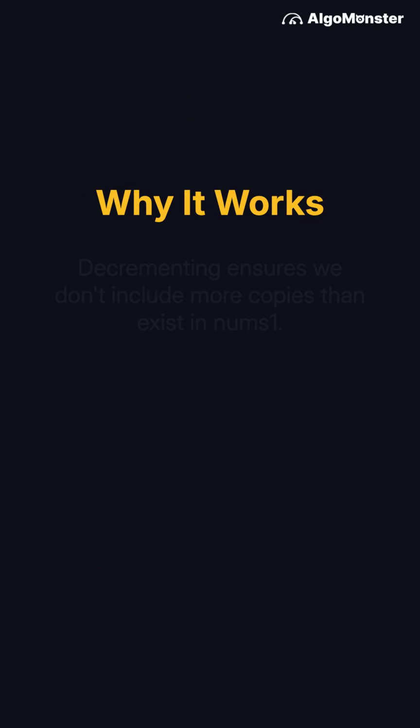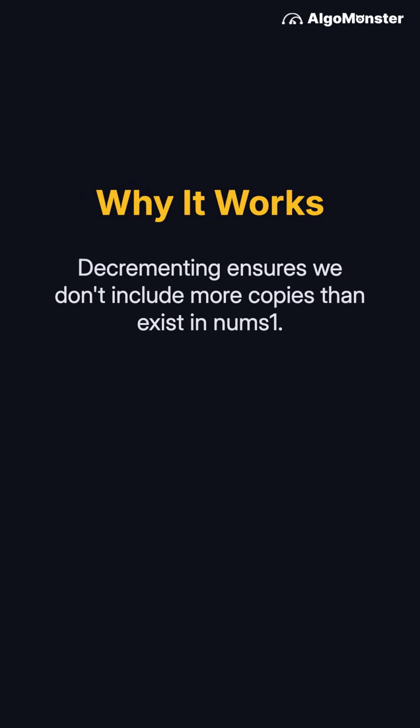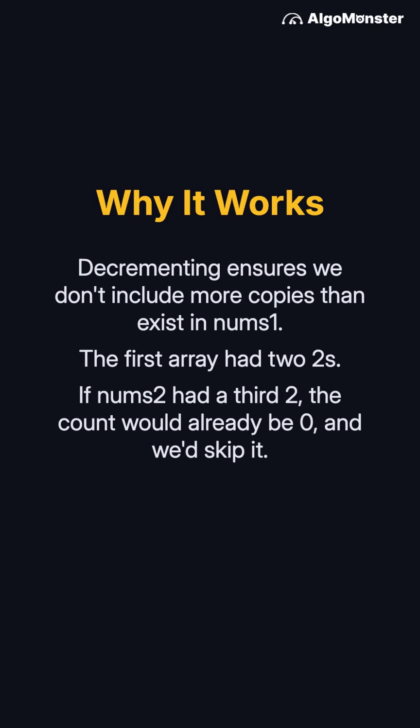Why does decrementing work? It ensures we don't include more copies than exist in array 1. The first array had two 2s. If array 2 had a third 2, the count would already be 0, and we'd skip it.